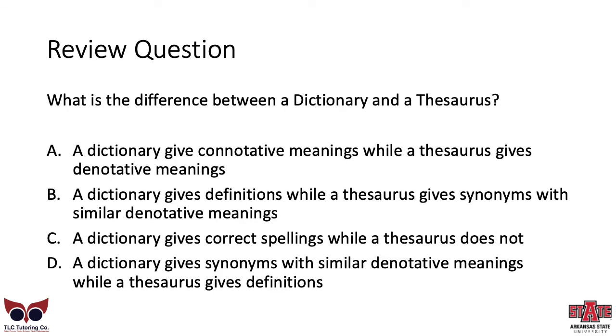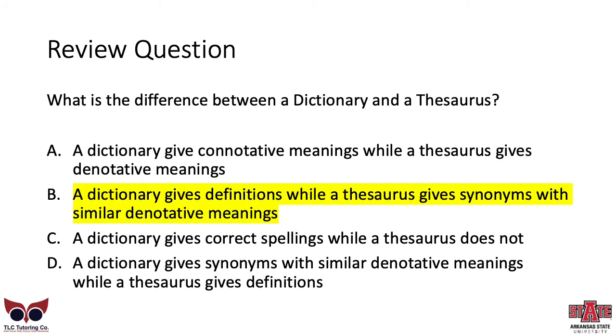What is the difference between a dictionary and a thesaurus? A. A dictionary gives connotative meanings while a thesaurus gives denotative meanings. B. A dictionary gives definitions while a thesaurus gives synonyms with similar denotative meanings. C. A dictionary gives correct spellings while a thesaurus does not. Or D. A dictionary gives synonyms with similar denotative meanings while a thesaurus gives definitions.